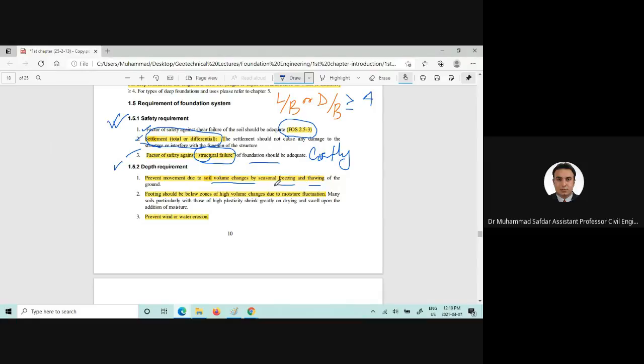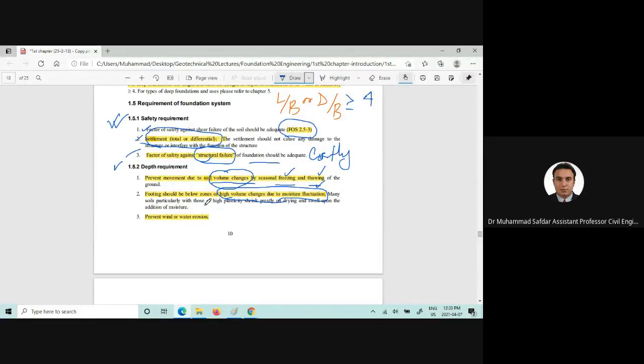Now, for freezing and thawing conditions, in northern areas the depth requirements will be different because sometimes it will snow in that area, and in Balochistan there won't be any snow, so we need to consider the zones that will not be affected by the volumetric changes occurring in the soil. Footing should be below zones of high volume change due to moisture fluctuation. We already know that there are certain types of soils which will definitely change volume due to the addition of water into that soil.